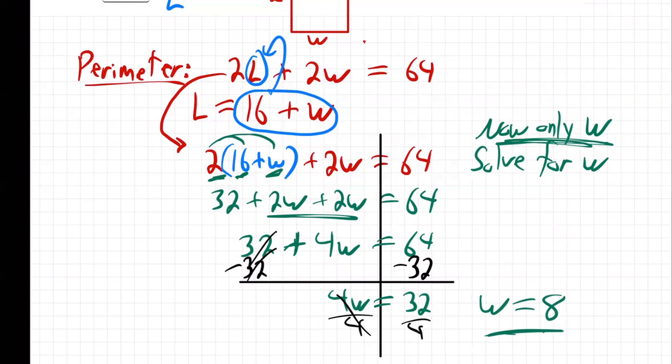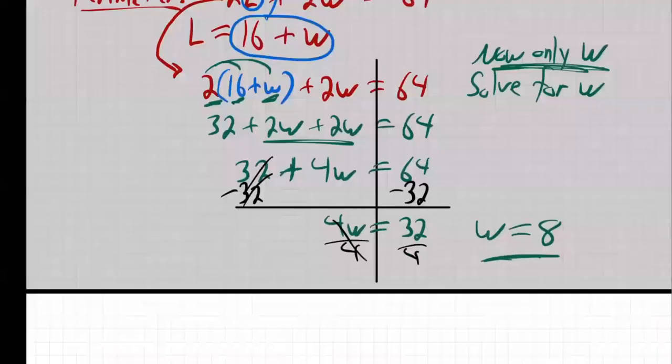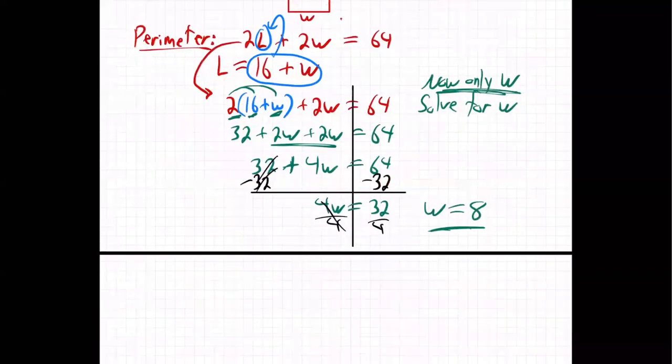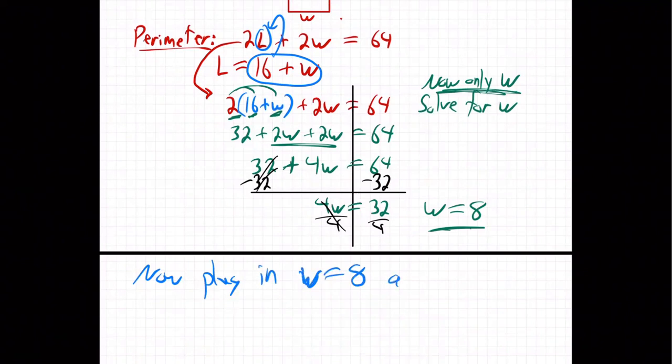How do we get the length now? What are we going to do to get that length? We're going to have to plug that in, aren't we? I can come up here. I can answer the width now. The width is 8. So to get the length, I'll write this in. Now, plug in W equals 8 anywhere. Really, you can plug in anywhere.